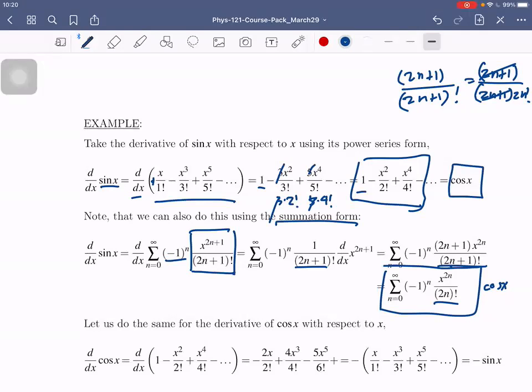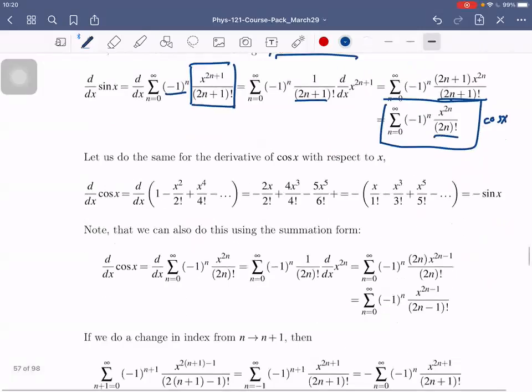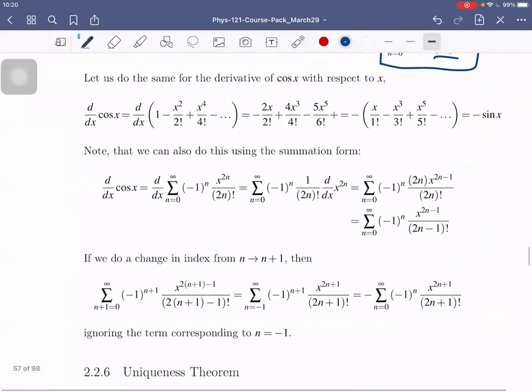So let's do the other way around, which is to take the derivative of cosine x. Without doing this, we know that the derivative of cosine x with respect to x is negative sine x. So let's show that using the two methods above. First, let's use the terms. Here are a few terms of cosine x, and if we take the derivative, we'd have this.